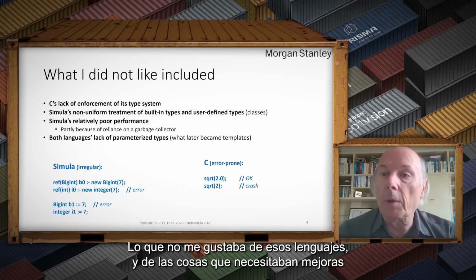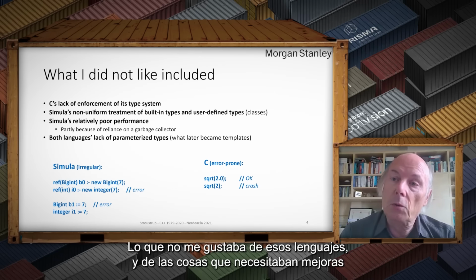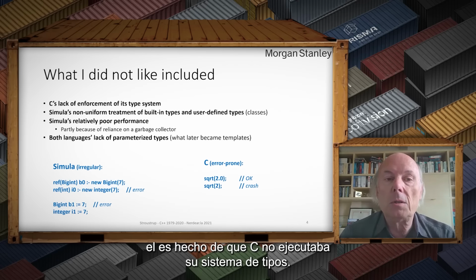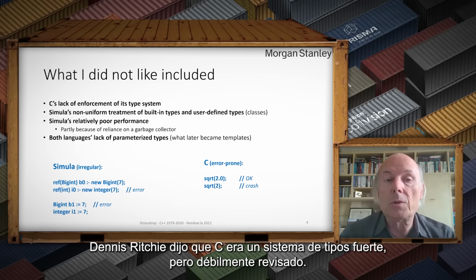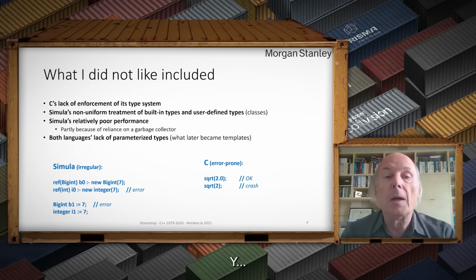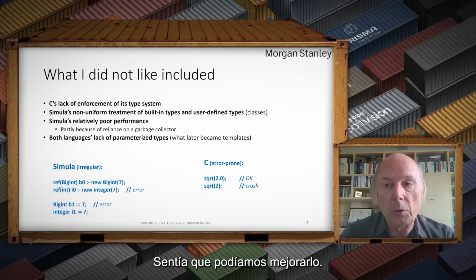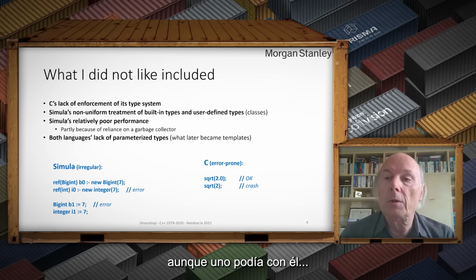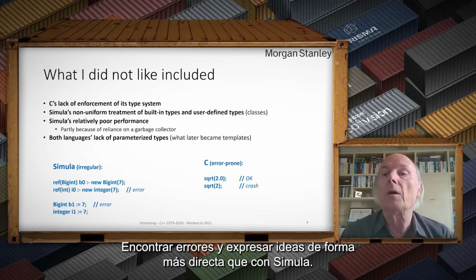What I didn't like about those languages, and what needed to be improved to create something more ideal, was that C didn't really enforce its type system. Dennis Ritchie said that C was a strongly typed language that was weakly checked. And I felt we could do better than that. C was very good if you didn't make mistakes, but you could help with its catching of errors and with expressing ideas more directly, as you could in Simula.